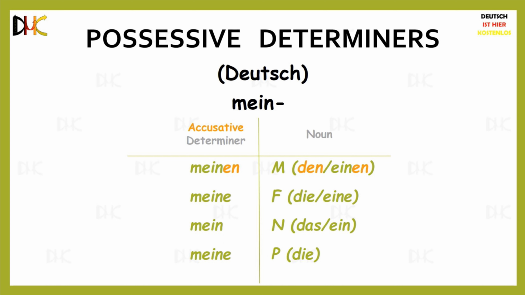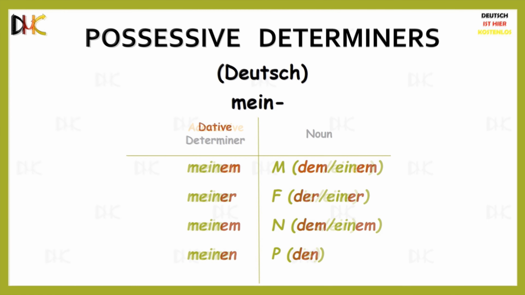In the accusative case, if you remember, only the masculine articles change to dein and einen, and the remaining articles remain unchanged. Same is the case with possessive determiners. Mein becomes meinen when the noun is masculine, but meine, mein, and meine remain unchanged for feminine, neuter, and plural nouns. In the dative case, if you remember, all the articles changed.